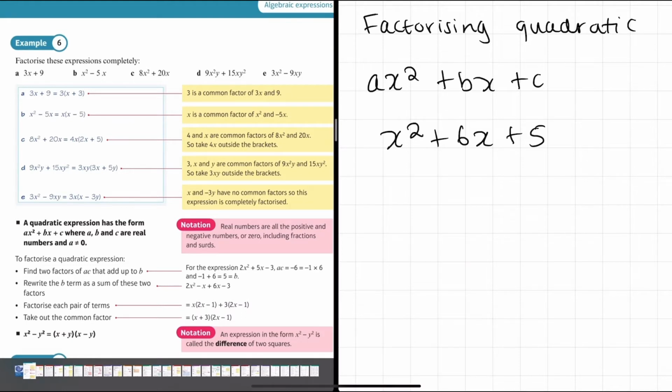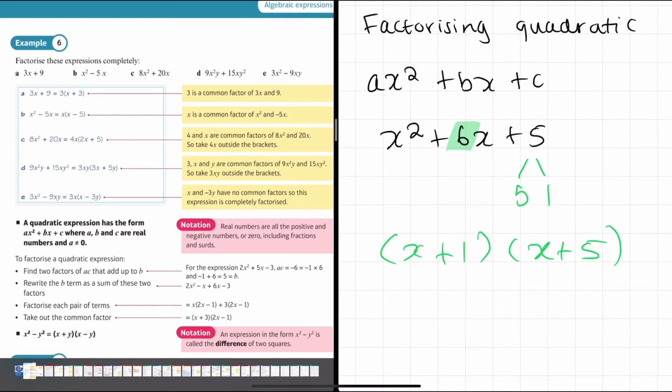Now, in order to factorize this, what we would need to do is multiply a and c. In this case, we don't have an a value, it's just 1. So we need to find factors of c that add up to give us b. And that would be 5 and 1. And then all we have to do is pop it into brackets to factorize it. x plus 1, x plus 5. And that is x squared plus 6x plus 5 factorized.